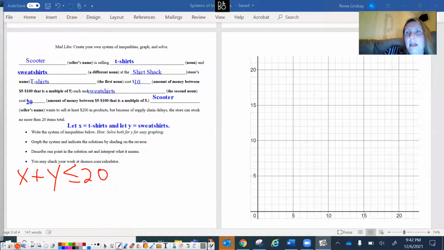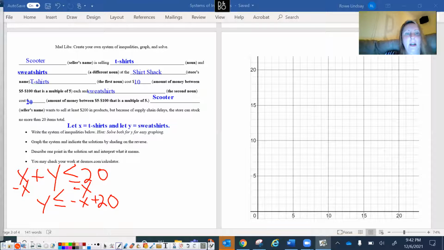Okay. It's going to make your life easier. You're going to be able to grasp it easier if you put it in slope-intercept form. Of course, it's not the only way to graph it, but for me, that's just awesome. So y equals negative x plus 20. Okay, so my y-intercept is 20 right here. Okay, and that's kind of a lousy point.